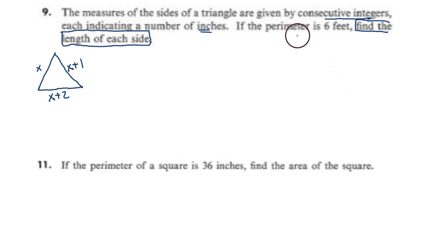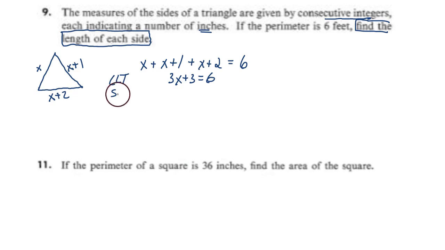The second sentence says the perimeter is 6 feet. So from that we can create an equation. Perimeter is the sum of all the sides of the shape. So let's sum our 3 algebra expressions and say that it is equal to 6. Now solve the equation. First, combine like terms. 3x plus 3 is equal to 6. Then subtract 3 from both sides. 3x equals 3. And divide by 3 to get x equals 1.